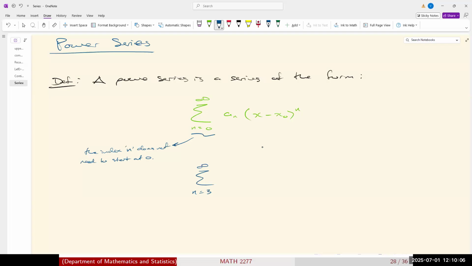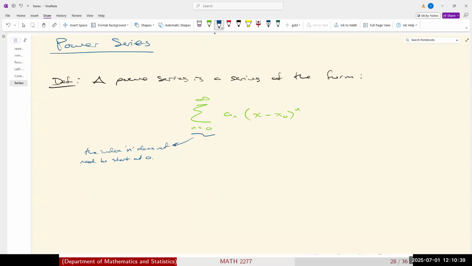The reason for that is because maybe, for example, there's a summation at n from 3 to infinity of something. That could still be a power series because there's always a way to reorder the index such that you could convert this into a new series where the dummy index now begins at 0. You could always bump up the index or lower the index accordingly.